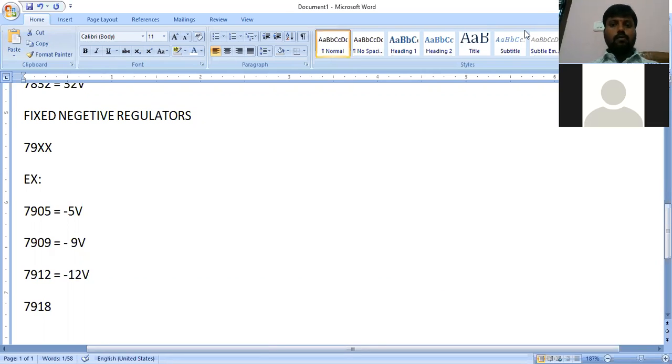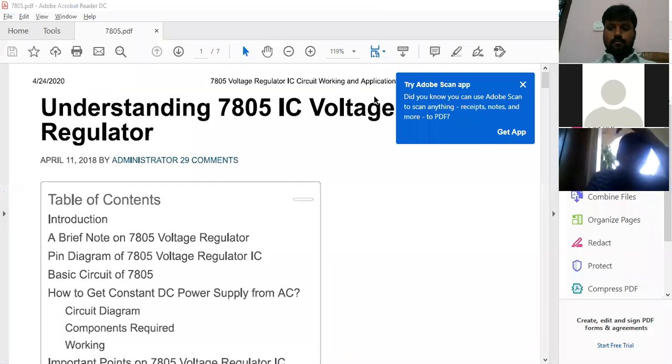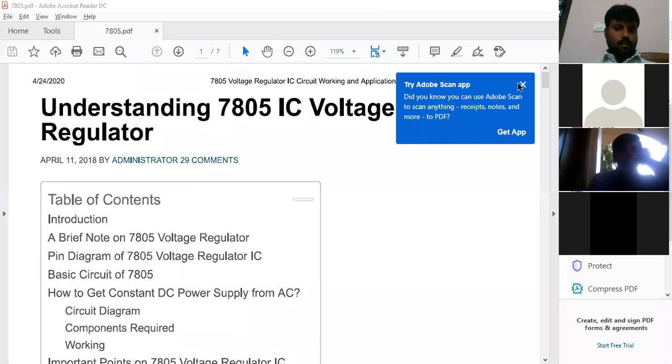Right. Now let us go to the example circuit showing the IC regulator circuit. Yes. Are you able to see this? Okay. Yes, I am able to see, means it is visible to you people also.